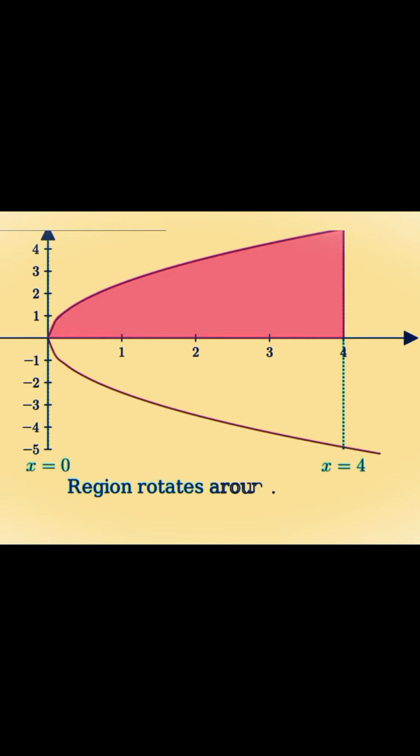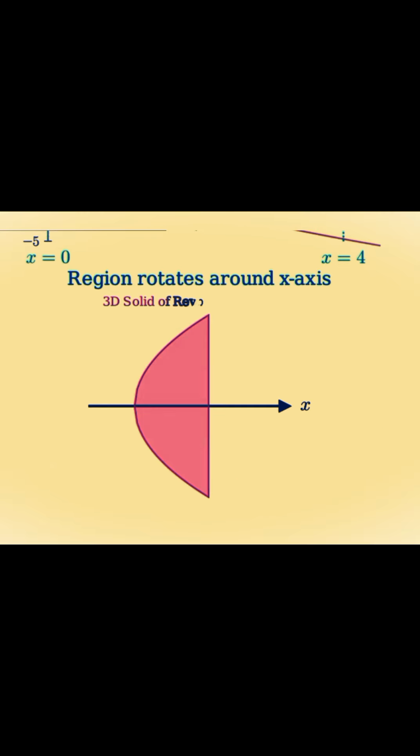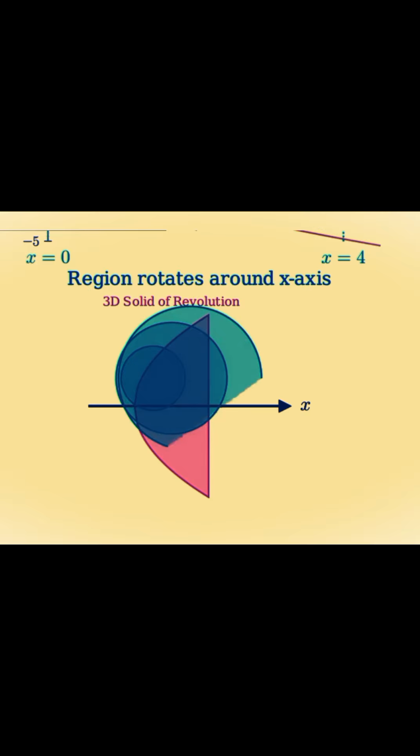As we rotate this region, it sweeps out a three-dimensional solid. This is the solid whose volume we want to find. We can think of this solid as many thin disks stacked together. Each disk has a radius equal to the y value of our curve at a given x. To find the volume of this solid, we'll use the disk method.